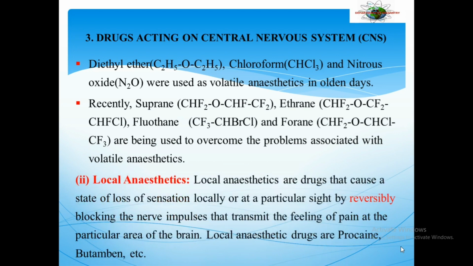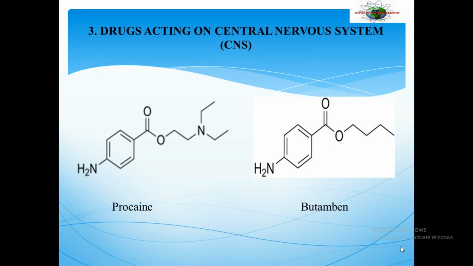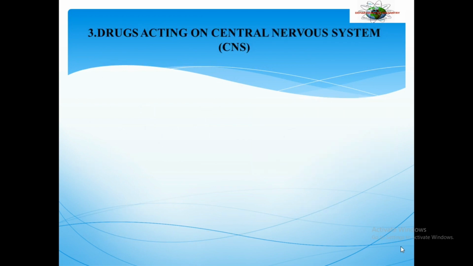Local anesthetics are drugs that cause a state of loss of sensation locally or at a particular site by reversibly blocking the nerve impulses that transmit the feeling of pain at the particular area of the brain. Local anesthetic drugs are procaine and butamben. These are the structures of procaine and butamben.